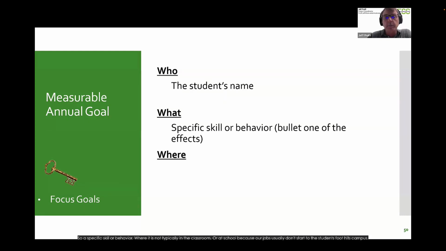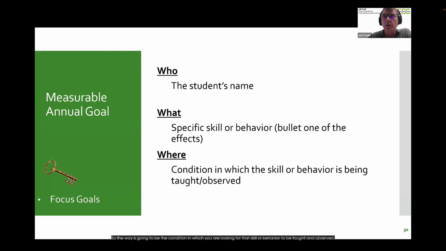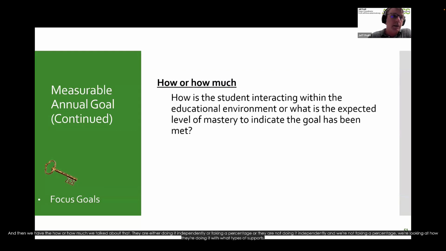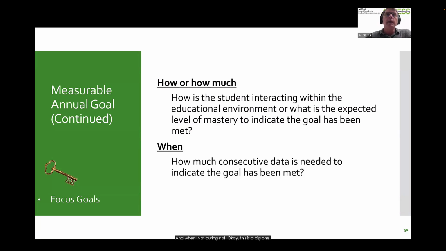So a specific skill or behavior, where it is typically in the classroom or at school, because our jobs usually don't start until the student's foot hits campus. The where is going to be the condition in which you are looking for that skill or behavior to be taught and observed. And then we have the how or how much. We talked about that. They are either doing it independently and we're taking a percentage, or they're not doing it independently and we're not taking a percentage. We're looking at how they're doing it, with what types of supports, and when. Okay, this is a big one.